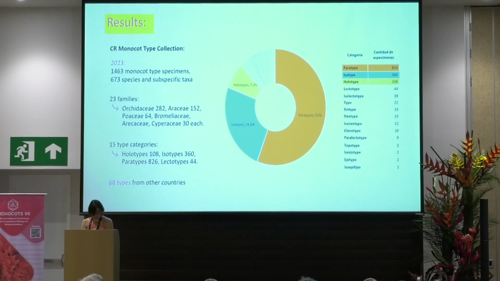With regard to the type specimens in the National Herbarium, now here in Costa Rica, this long process resulted in an important increase in the monocot type collection. The number of type specimens increased 3 times, and the number of taxa increased twice as much. More families are now represented, but as before, Orchidaceae, Araceae, and Poaceae have the highest number of type specimens and taxa. Also, more type categories are now recorded.